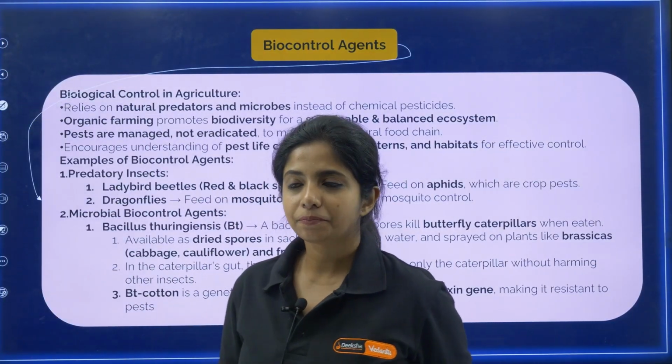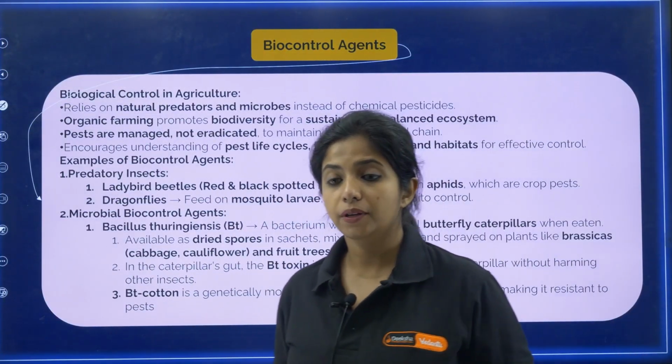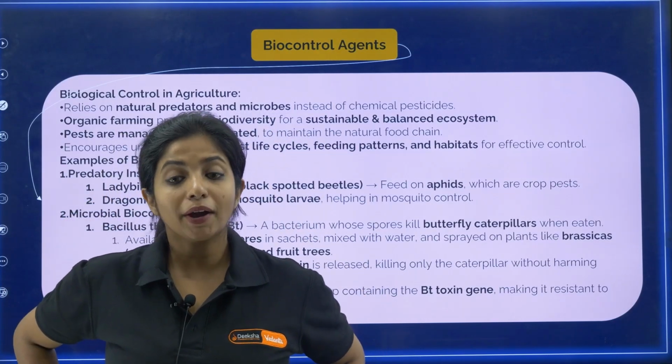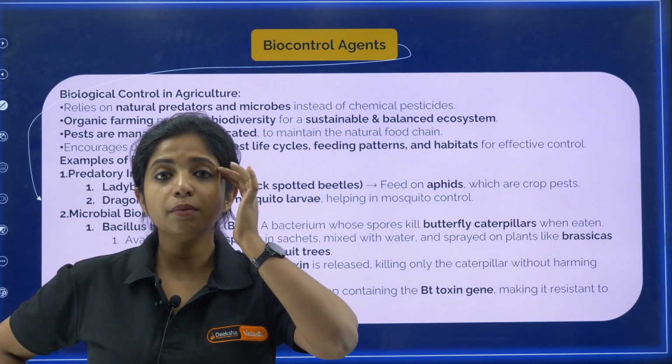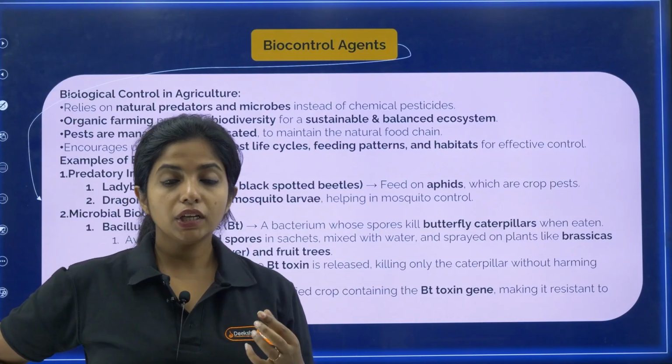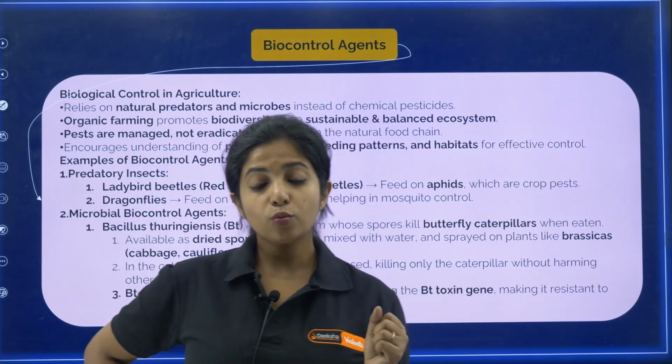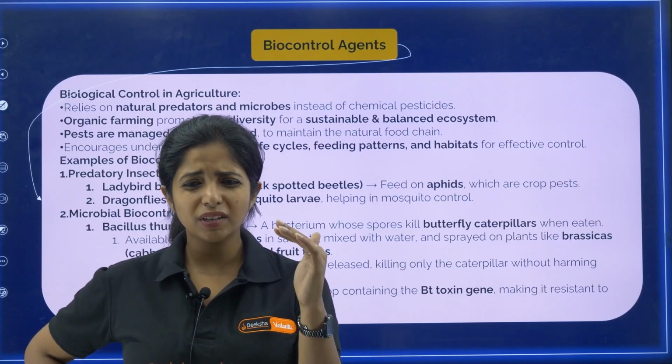Now, my dear children, the second last part of your chapter is biocontrol agents. How are microbes going to be used as biocontrol agents? First of all, what do you mean by biocontrol agents? For example, we usually use pesticides to kill the pests, right? To kill the pest. Now, what if? And these pesticides are going to increase the chemicals.